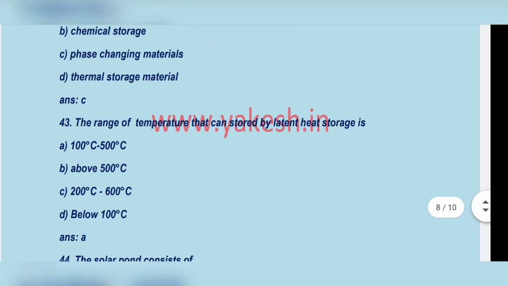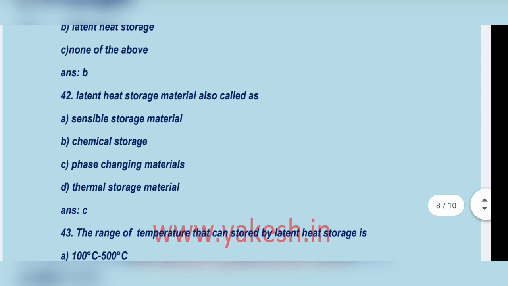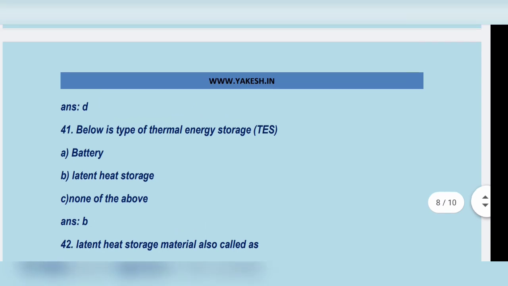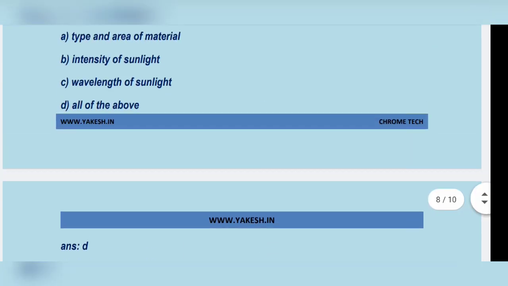The range of temperature that can be stored by latent heat storage: option A, 100 degree Celsius to 500 degree Celsius. Latent heat storage material, also called option C, phase changing material. Below is type of thermal energy TES: option B, latent heat storage.